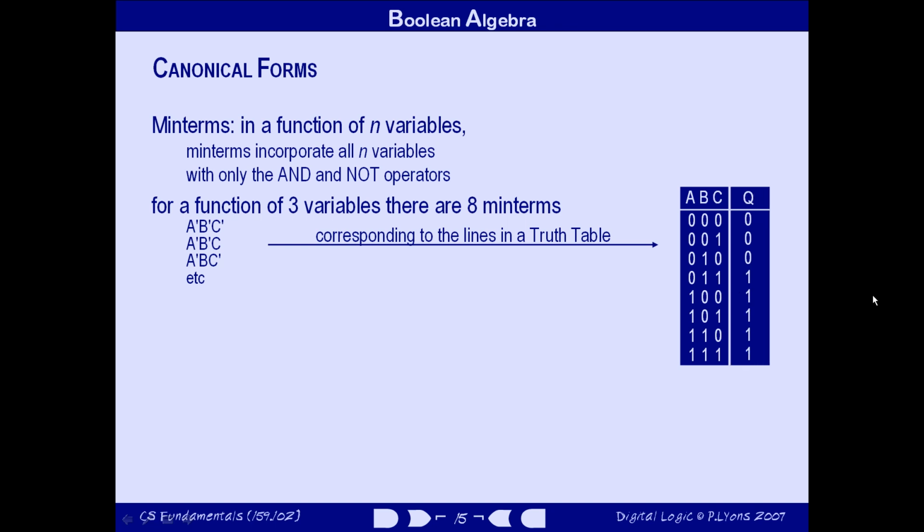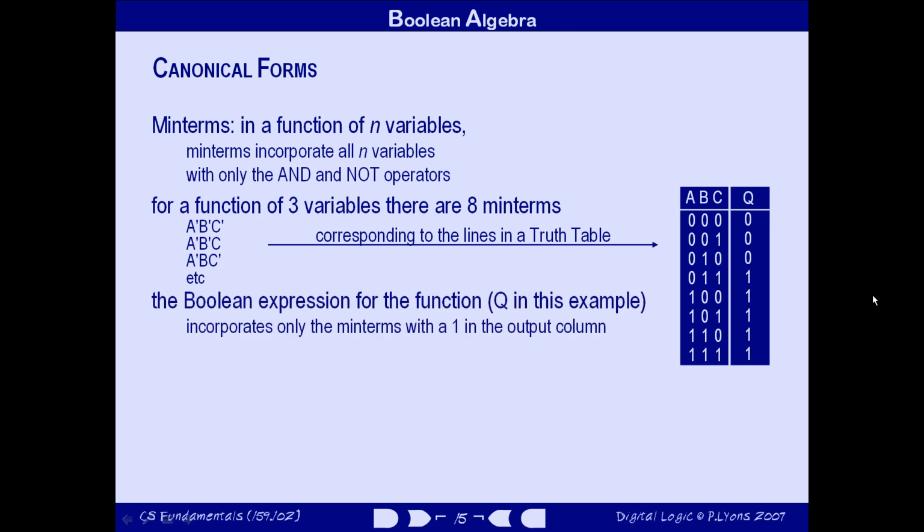So now let's invent some function q of the inputs a, b, and c. The behavior of that function is captured by the pattern of zeros and ones in the output column. And we can transcribe that pattern by writing down all the minterms that are adjacent to the ones in the output column.